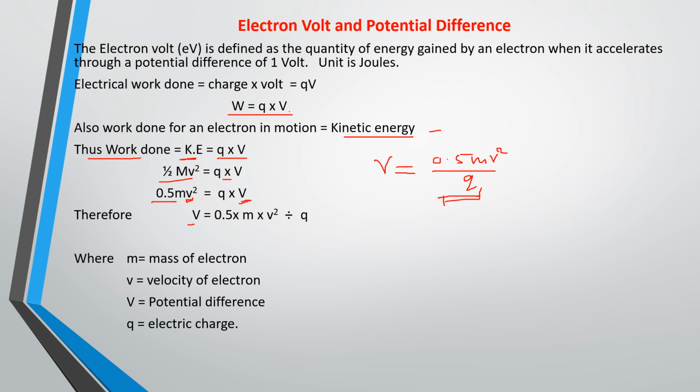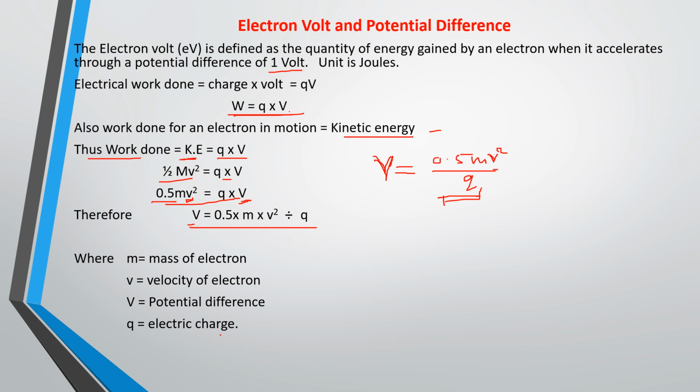This is the relationship between potential difference and the velocity of an electron in an electric field, where m is the mass of the electron, v is the velocity of the electron, capital V is the potential difference, and q is the electric charge. So this is all about electron volt. Electron volt is the quantity of energy gained by an electron when it accelerates through a potential difference of 1 volt, and that is exactly what we have done here to come up with this equation.